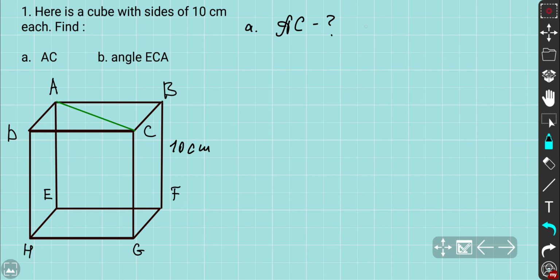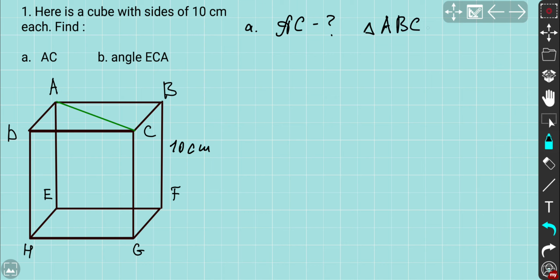So let's have a look at the triangle. Which triangle are we going to explore? Let's say ABC. What sort of triangle is it? Because this is a cube, those two sides are equal. So that's why this triangle is isosceles. That's why AB and BC are equal, and each has a length of 10 centimeters. So this length is also 10, so I indicate it with that arrow.